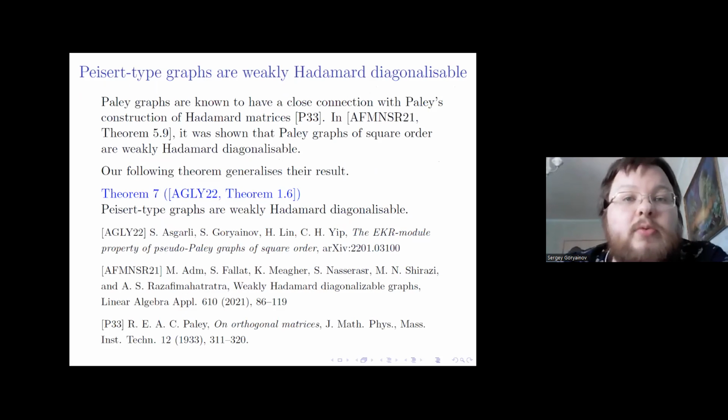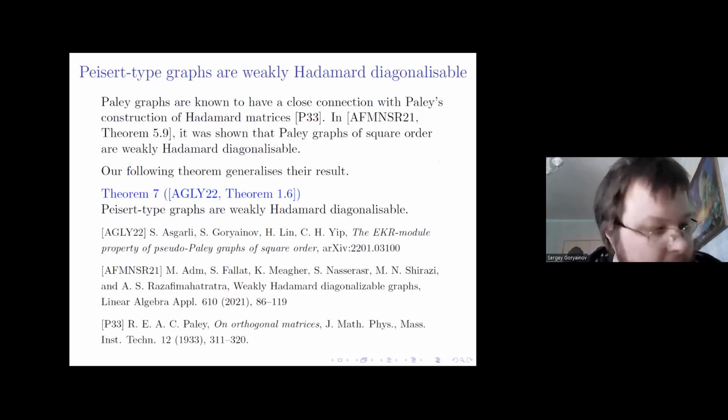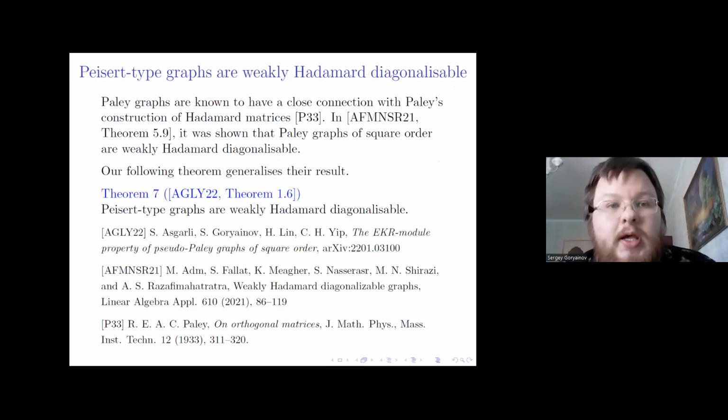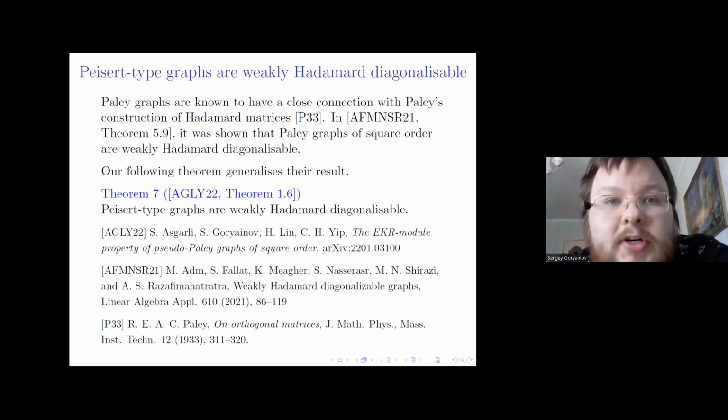Paley graphs are known to have a close connection with Paley's construction of Adamar matrices. Recently, by Adamar et al., it was shown that Paley graphs of square order are weakly Adamar diagonalizable. Our following theorem generalizes their result. It reads as follows: Peisert-type graphs are weakly Adamar diagonalizable.